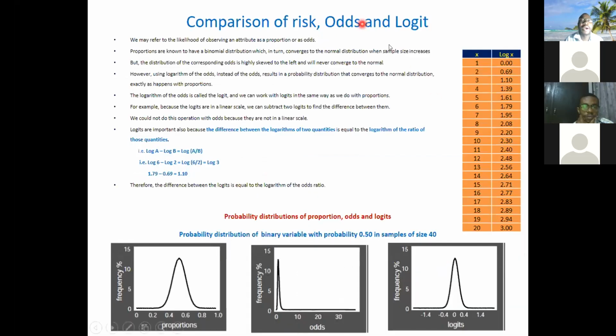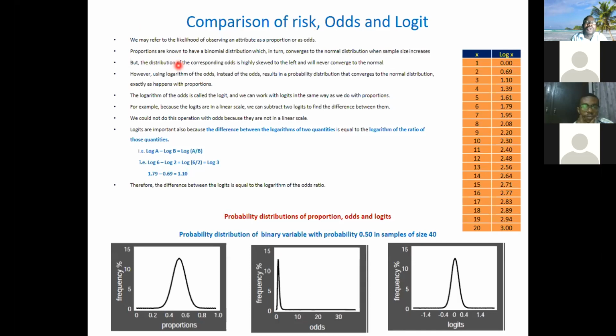Okay, let's talk about comparison of risk, odds and logit. Look at this now. We may refer to the likelihood of observing an attribute as a proportion or as an odd, just like what I said now. People calculating the probability of something happening, the likelihood that something happened, can use either probability or odd.